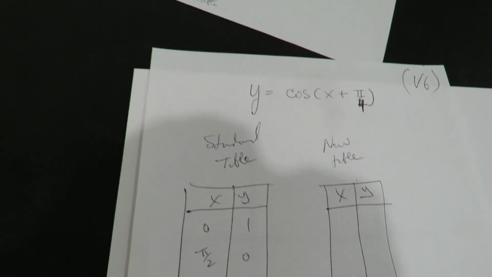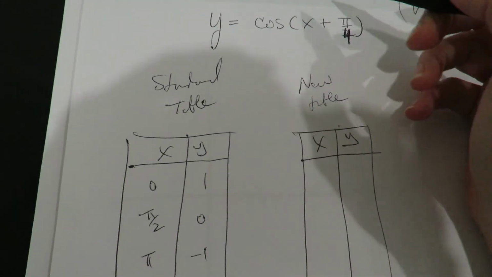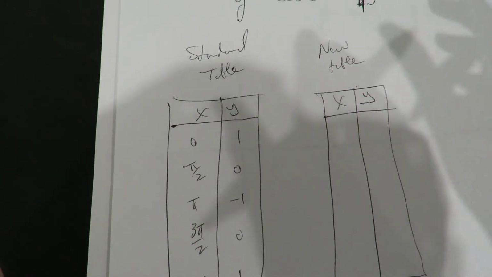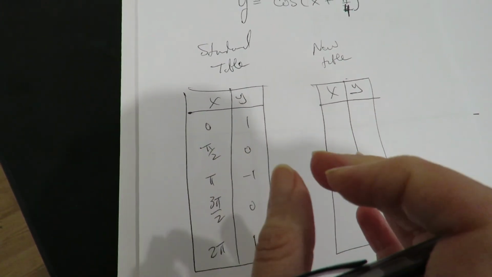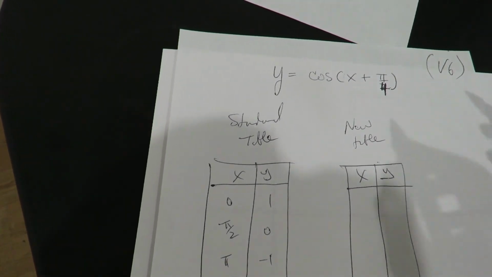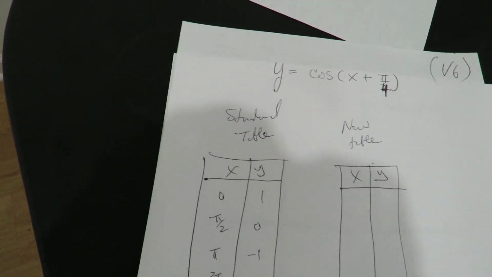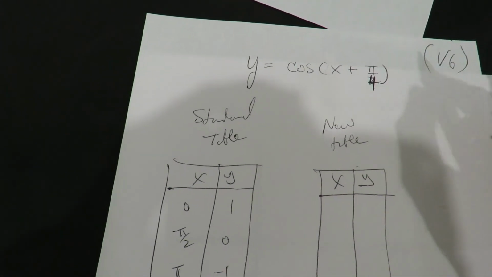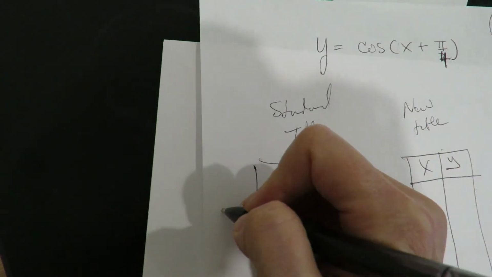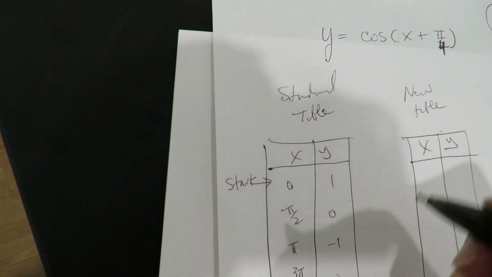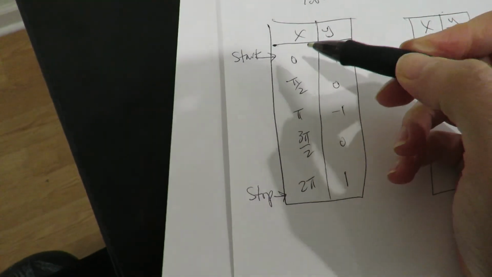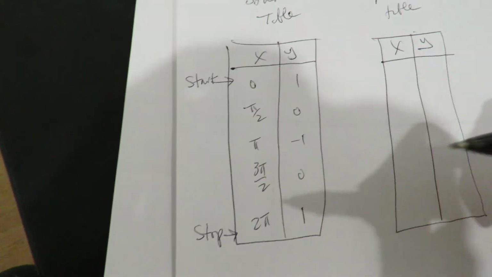Okay, so let's do this one. The B value is still 1, which means that the period is still 2 pi. The function is not horizontally stretched or compressed. It also means the increments are still pi over 2. But the thing that is different is that since you're moving it, the old start is right here where it used to start, and the old stop is right here where it used to stop. So one cycle used to start at 0, it used to stop at 2 pi.